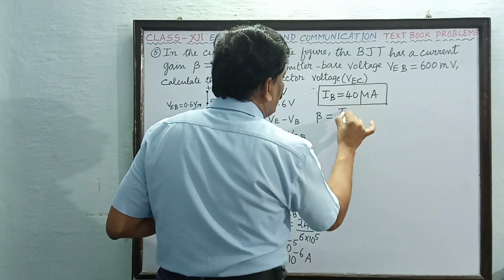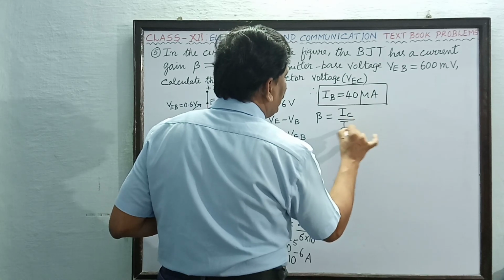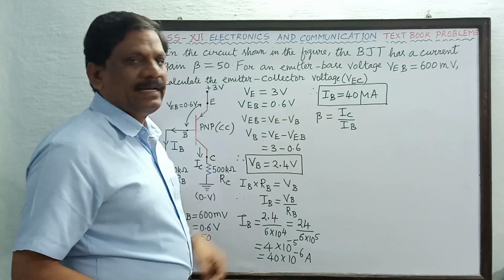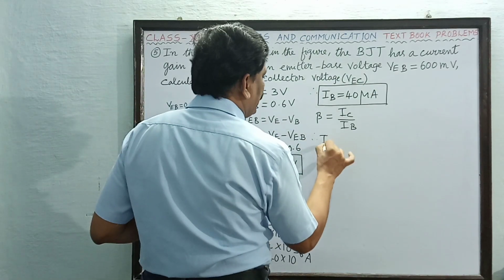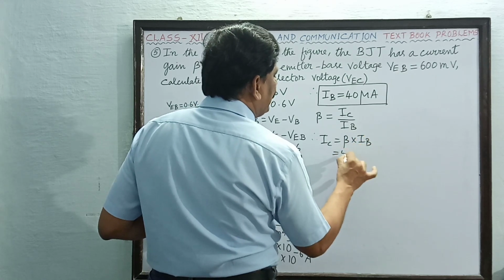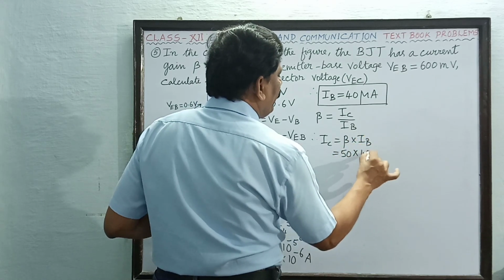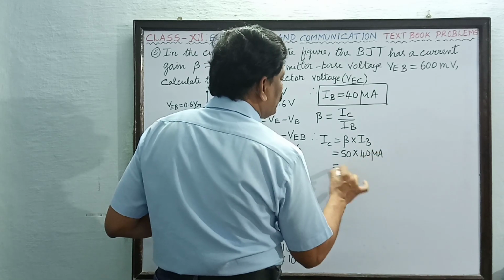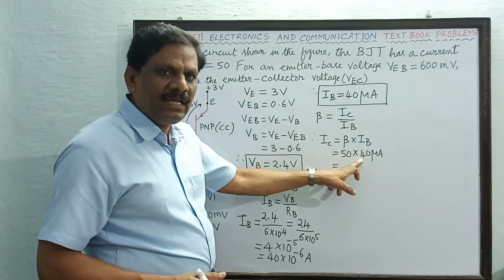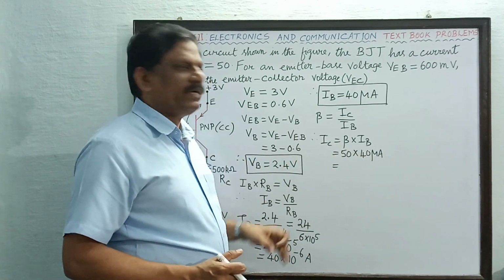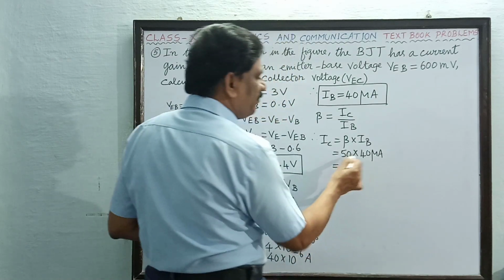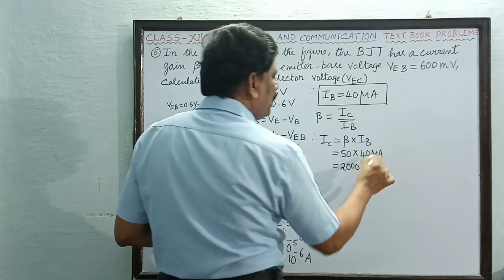Beta gain is equal to collector current divided by base current. Is it not? So collector current must be equal to beta times IB. Beta is given as 50 into 40 microampere. So here we have to multiply 50 into 40. 5 4s are 20, remaining 2 more zeros, so it is 2000. That is 50 into 40 is 2000 microampere.